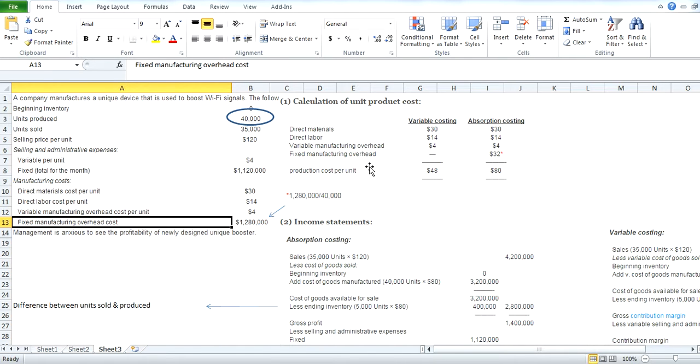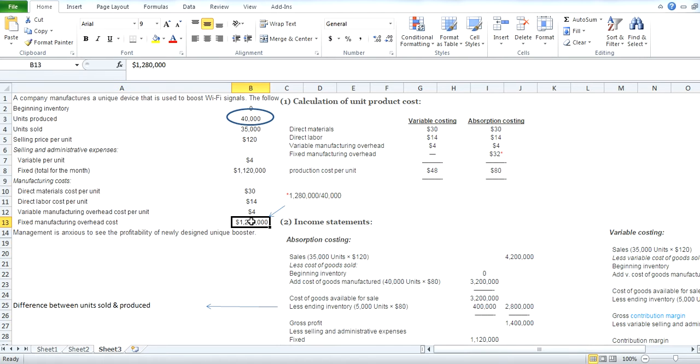So step one, same as we did on the first tab, is to calculate our variable and absorption costing unit product cost. We know that direct material, direct labor, and variable manufacturing overhead apply under both scenarios. So 30, 14, and 14 apply to both. Next is the fixed manufacturing overhead. Under variable costing, we don't apply any fixed overhead, so we have a product cost under the variable method of $48. Under absorption costing, we have to figure out how much of the fixed manufacturing overhead to allocate.